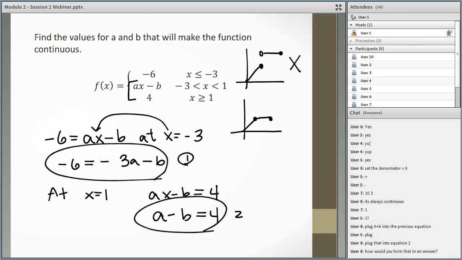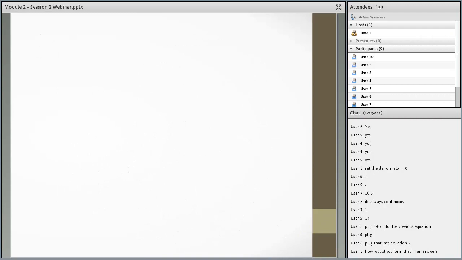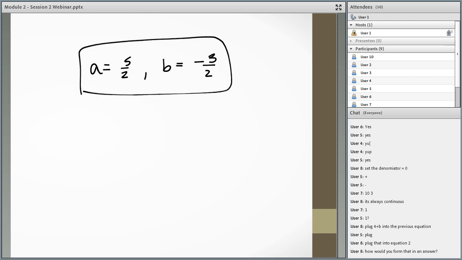So depending on how the question's asked, in this case it was just asked for find the values of a and b, so leaving it as, let me go to the next page, a equals 5 over 2 and b equals negative 3 over 2. That would be one. Again, it depends on how the question was asked. You could also be asked to rewrite f of x, so you would write f of x just replacing a and b as what they are.